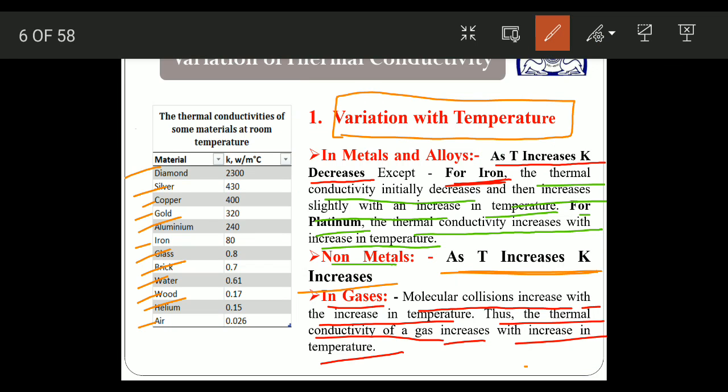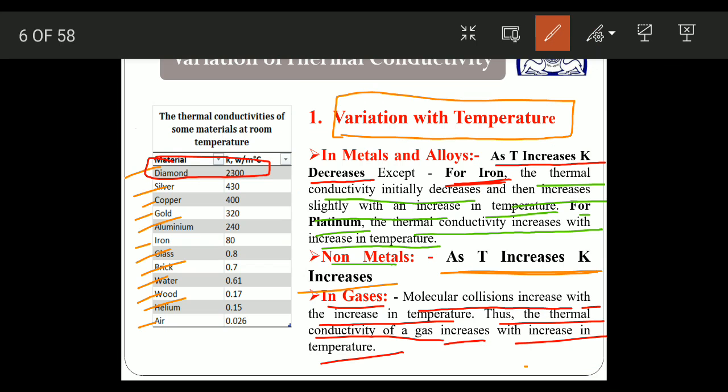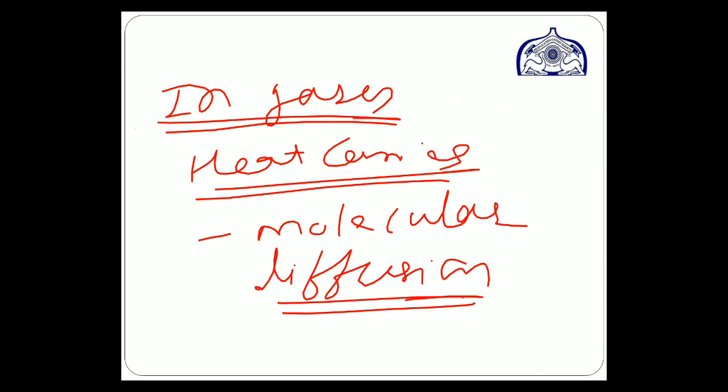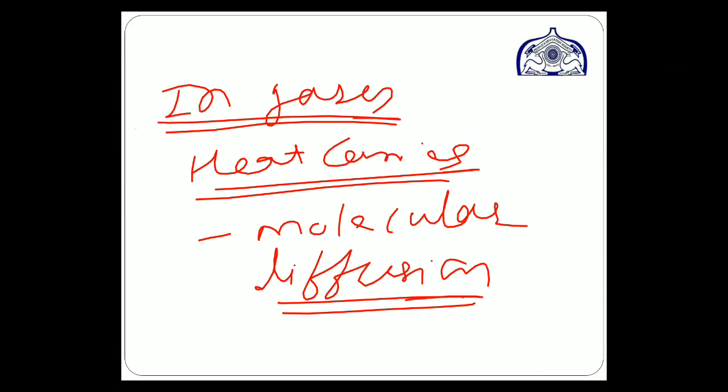So that means the thermal conductivity of a solid is more than that of a liquid, which is again greater than that of gases. But if you observe diamond, as diamond is a non-metal, its thermal conductivity is 4 to 5 times greater than the pure metal, that is silver. So why is it so? Though diamond is a non-metal, why is its thermal conductivity 4 to 5 times greater than the pure metal?